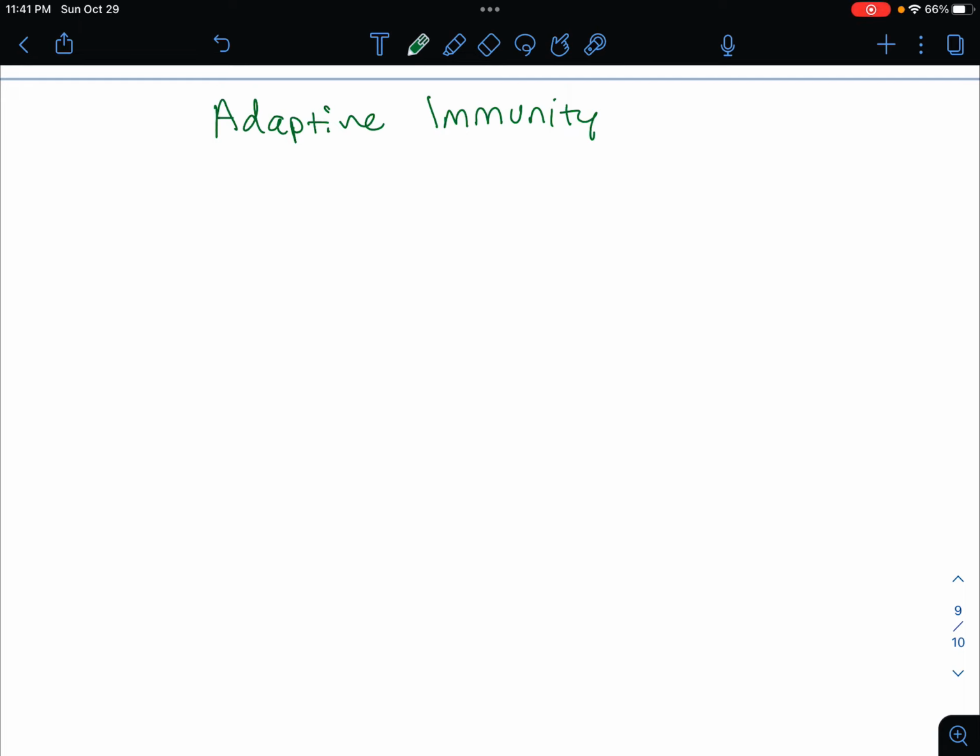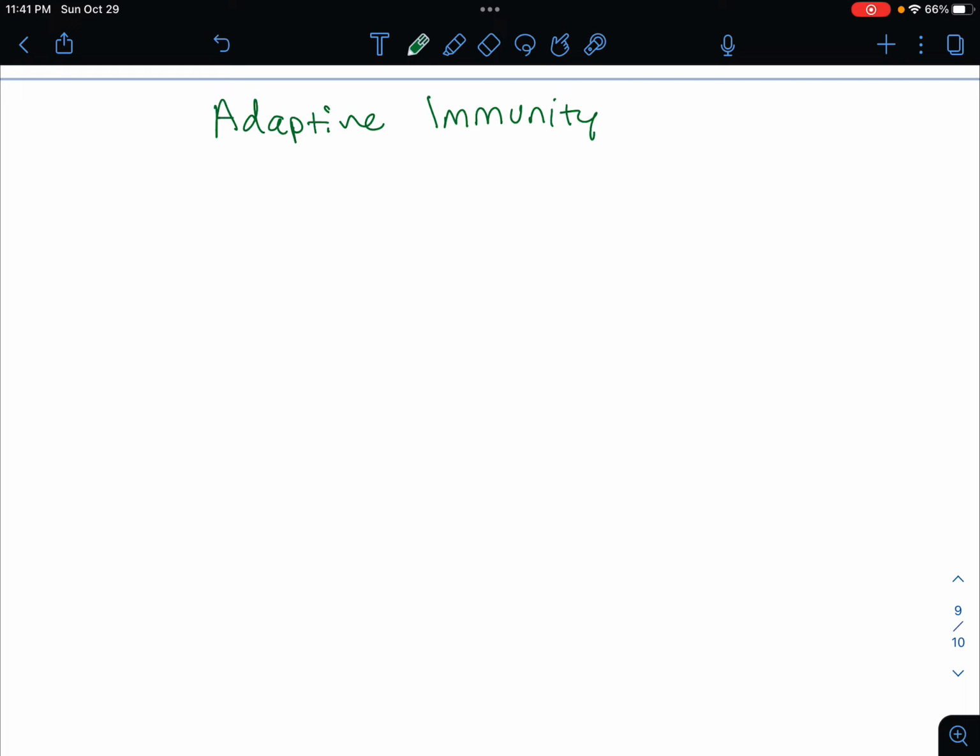Good evening to all of you, and we're going to be continuing the discussion on the immune system, part of the immunology exam in my microbiology class. I'm going to split this up. There are two parts to adaptive immunity, so I'll go through the first part here and then we'll pick up the second half once we get there.